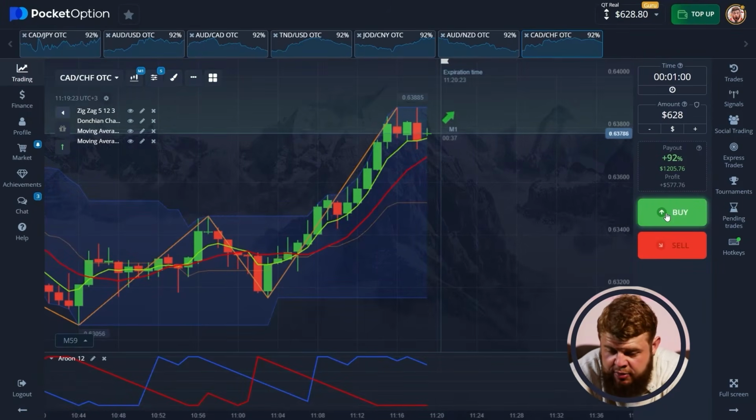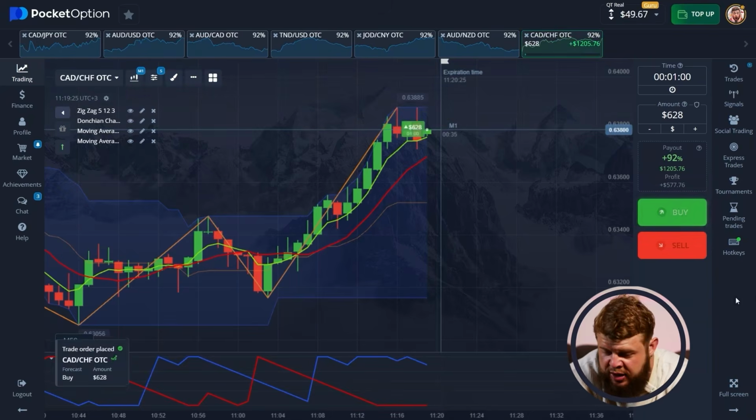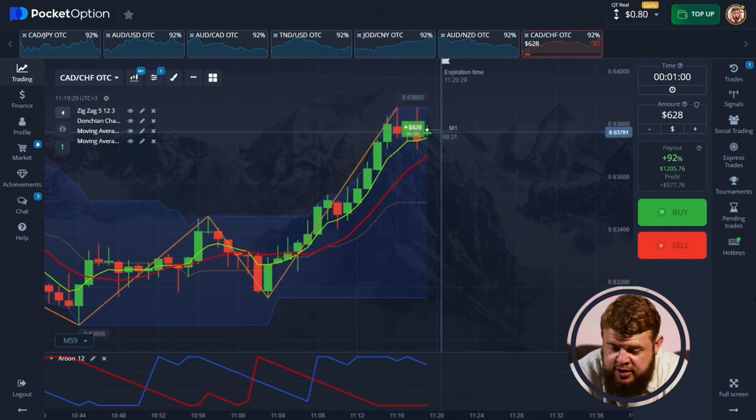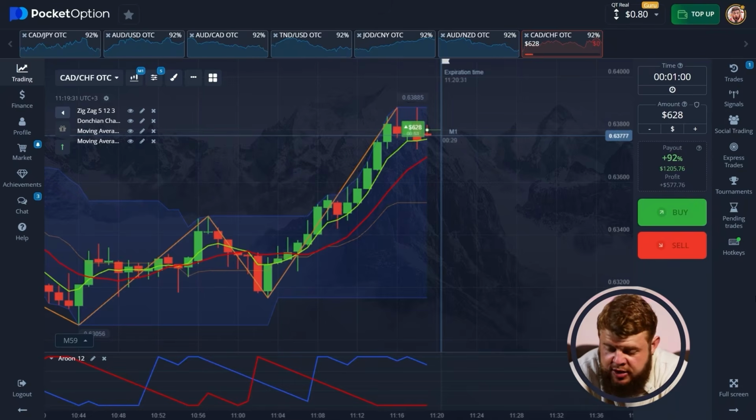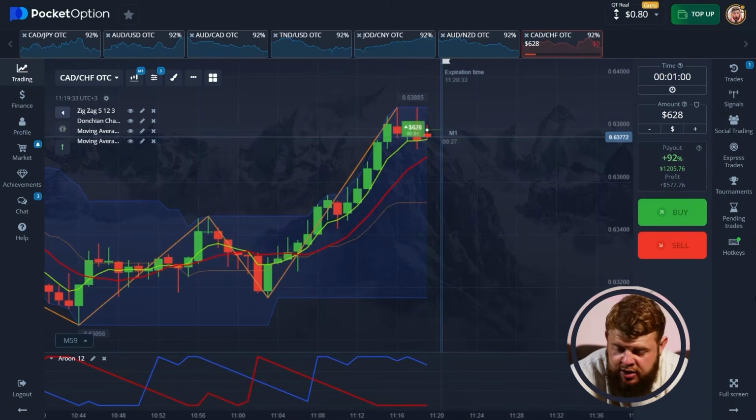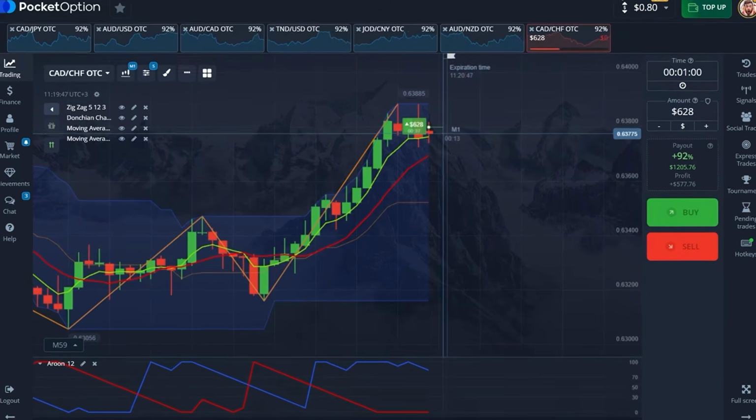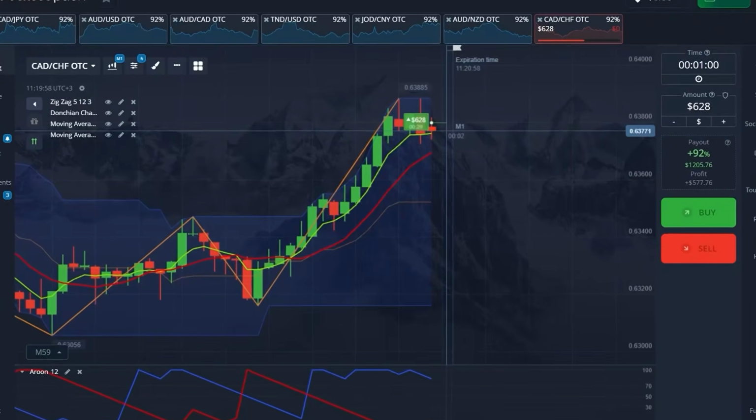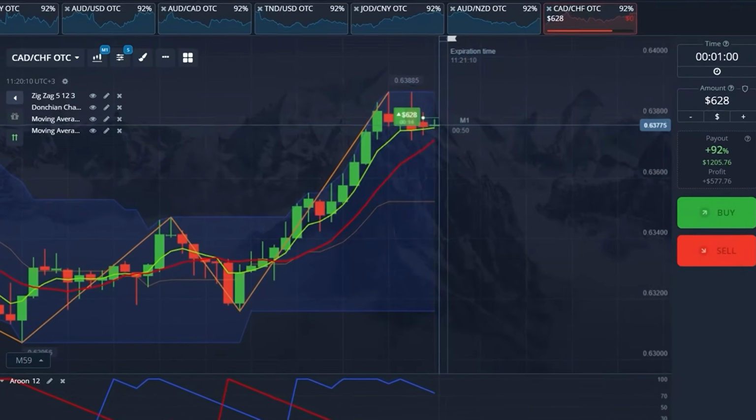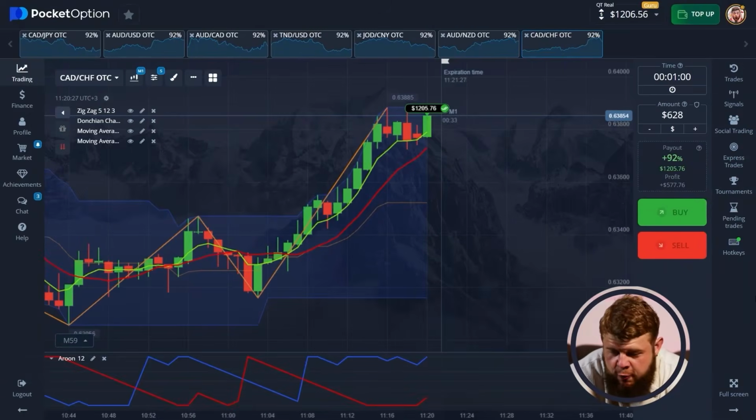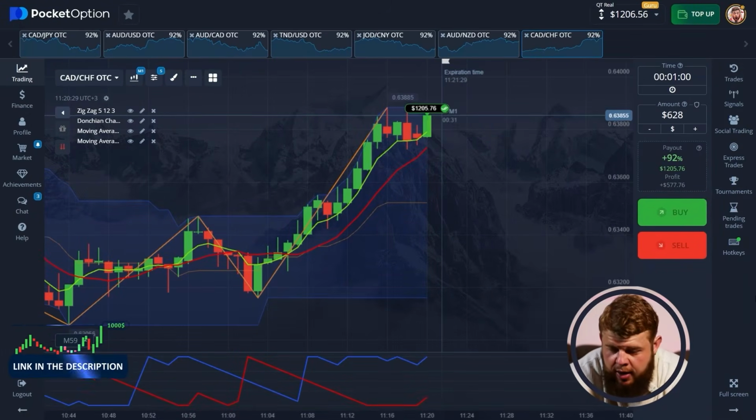And let me try to open a buy position because price is still above two moving averages, which means that we're still in the buy zone. So that's why, as you can see, $628 I invested in this trade. Let's observe what will happen after. Finally, we have recovered a little bit.